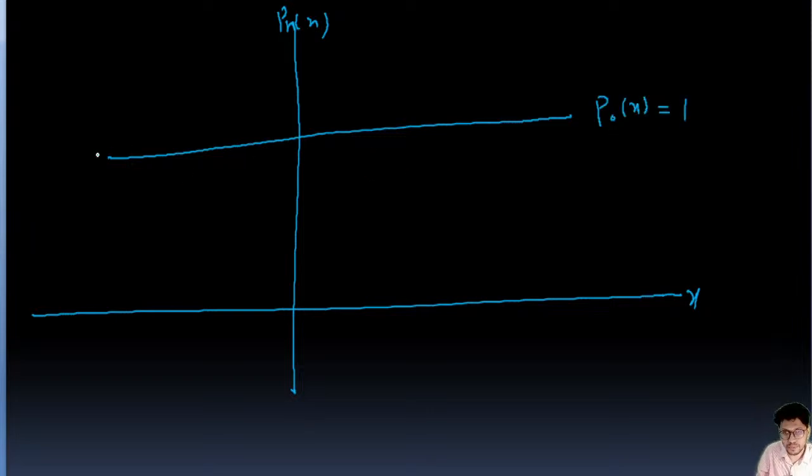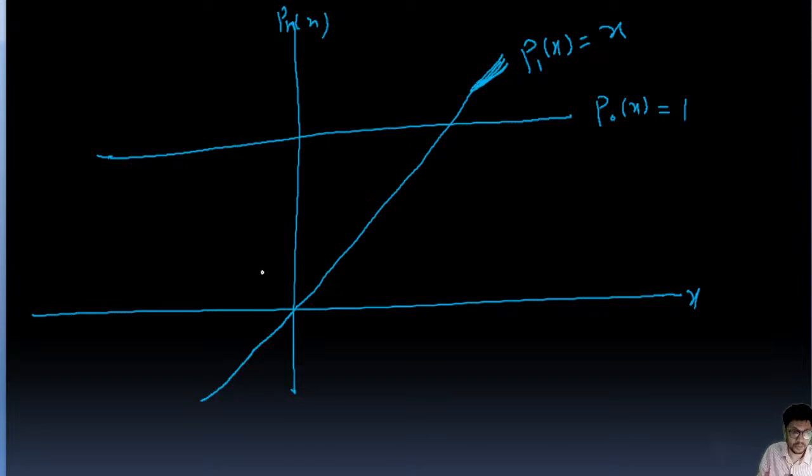So p0x value is 1, so this will be constant if we draw the graph here, right? And similarly, the second one is going to be a straight line, guys. This is for p1x, which we know is just x, passing through the origin. This is for minus 1 by root 3, and this point is 1 by root 3.